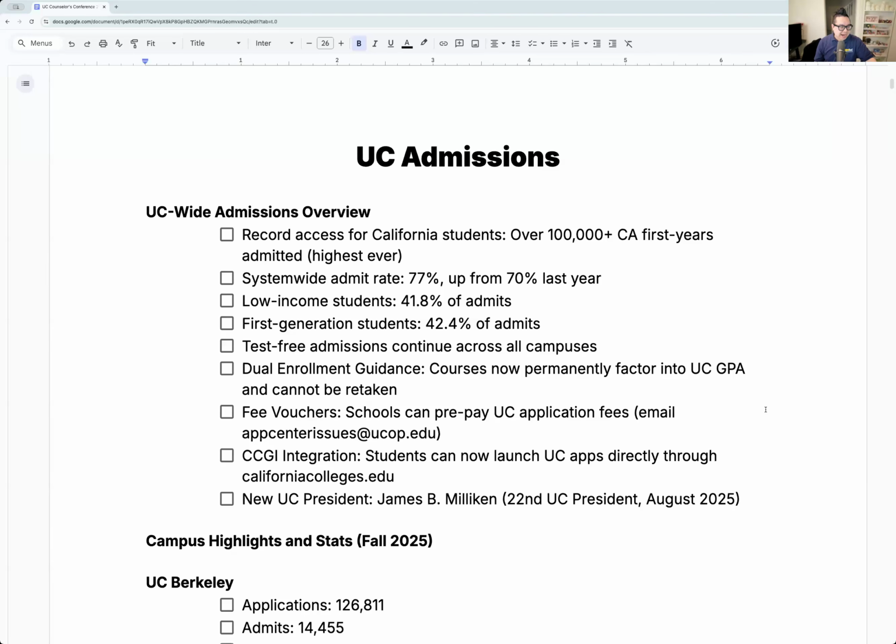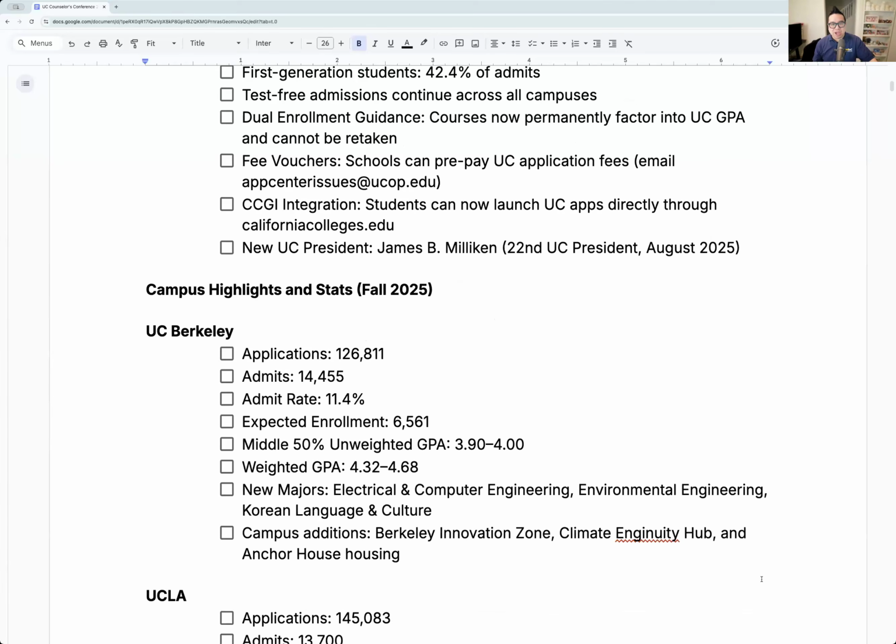Dual enrollment, the change there: it's going to be factored into your UC GPA, with no retakes as well. There are fee vouchers. There's something called the CCGI integration. If you record your grades and information on CaliforniaColleges.edu, you can push it directly to the UC app. And they hired a new UC president for the system, James Milliken. So that's that.